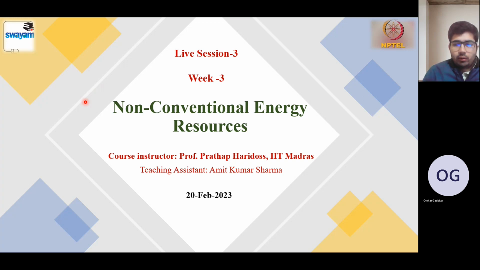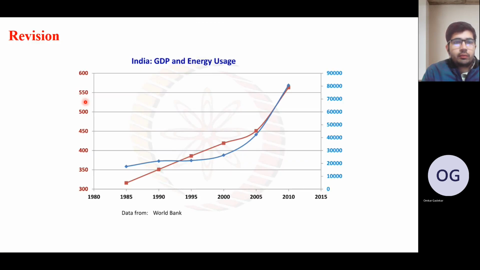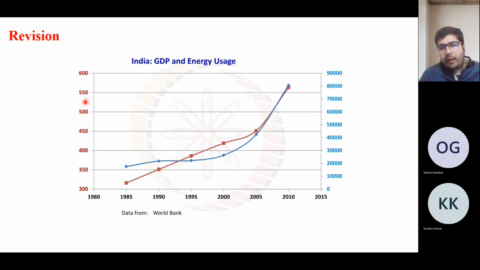Okay. So let's start with week 3. First of all, in week 3, we have discussed the GDP and its connection with energy use. So this is a graph. This is data from the World Bank, from 1980 to 2015. There are two lines, the red one and the blue one, and they are showing the relationship of GDP and energy use.